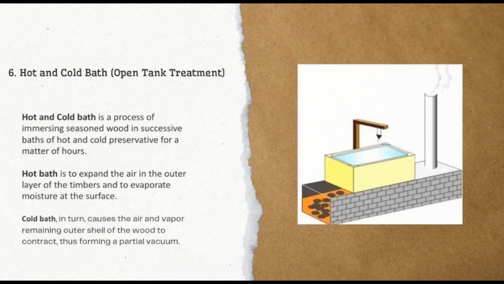Hot and cold open tank treatment of timber. In this method, the timber is placed in an open tank which contains the preservative solution. This solution is then heated for a few hours at 85 degrees Celsius to 95 degrees Celsius. Then the solution is allowed to cool and the timber gets submerged with this gradual cooling. This type of treatment is generally done for sapwood.